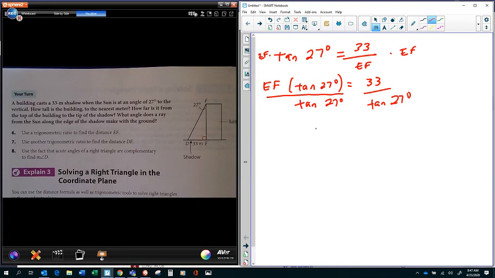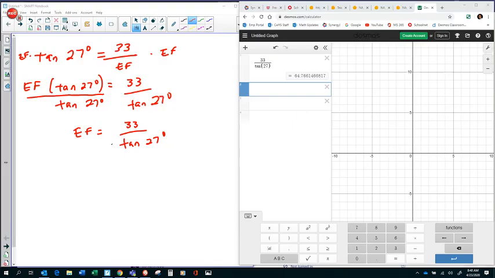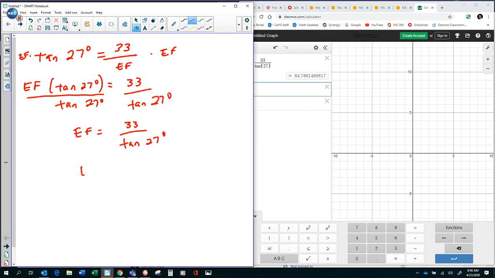So now we need to solve. So EF is going to be 33 divided by the tangent of 27 degrees. I'm going to switch over to Desmos here real quick. And putting that into Desmos and order of operations, we know that side EF is approximately equal to 65.